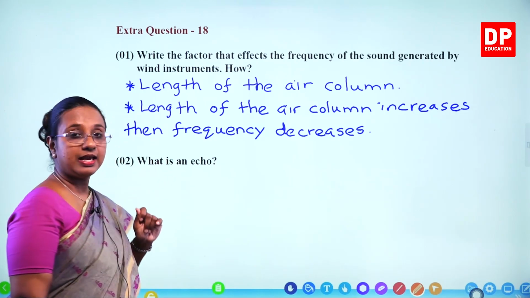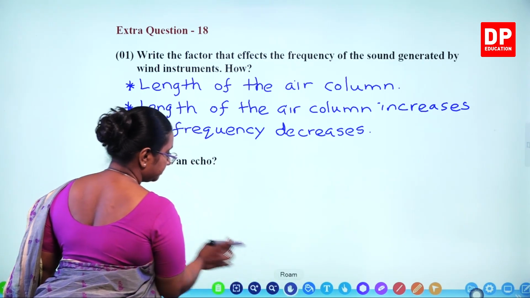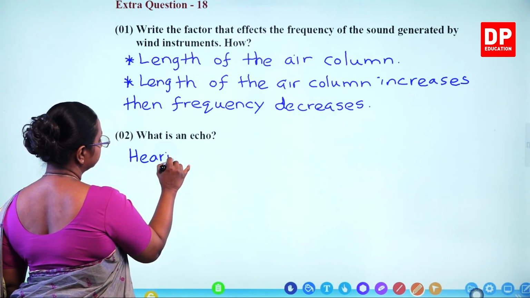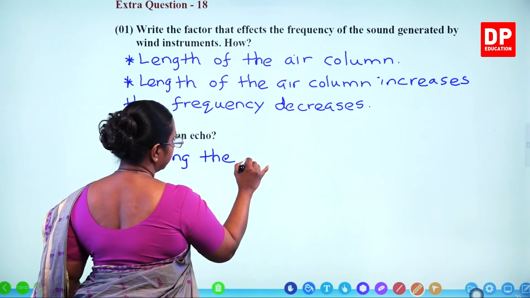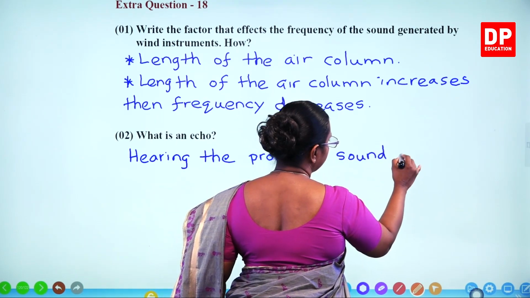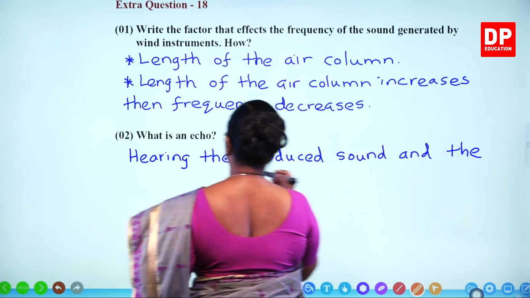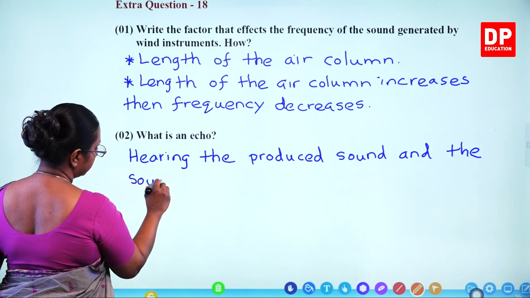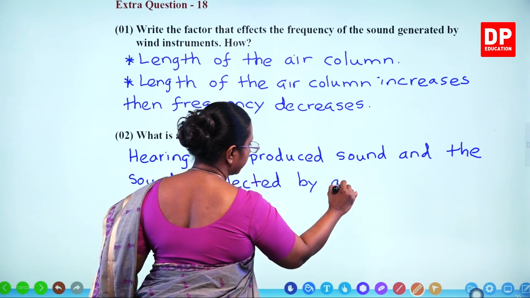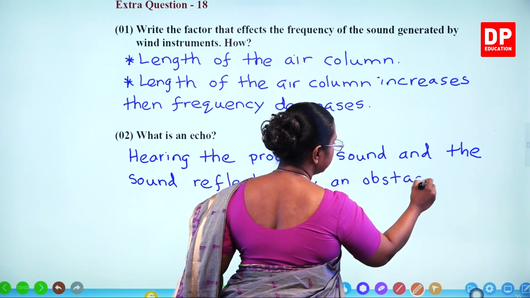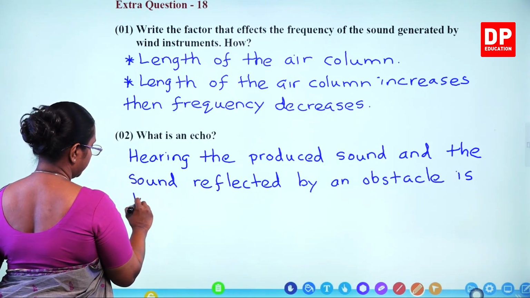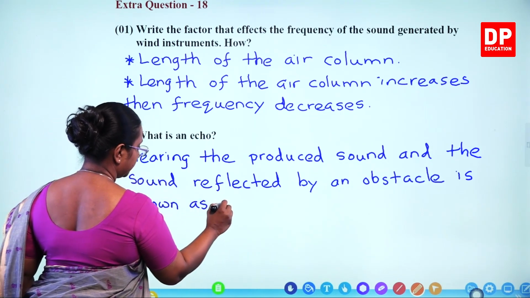So here, what is an echo? We can say hearing the produced sound and the sound reflected by an obstacle is known as echo.